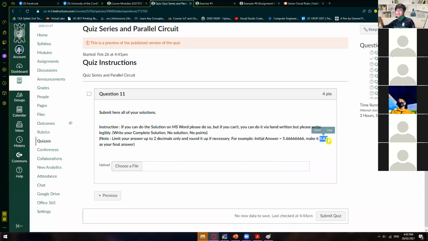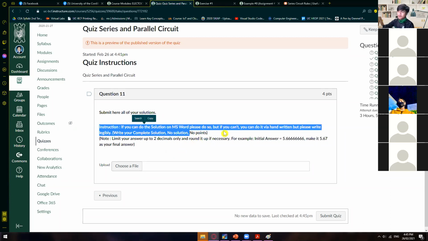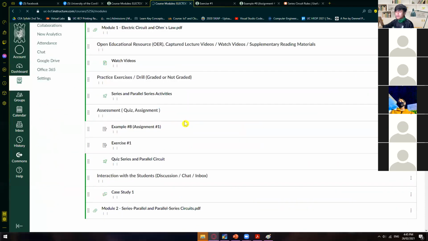Just a reminder, just put 2 decimals. For example, if we have the answer 5.66666, let's say infinite, just make it 5.67. You can round it up if necessary, but get the 2 decimals only. Write your complete solution. No solution, no points. All of your numbers should have a solution. So that's it for your quiz.